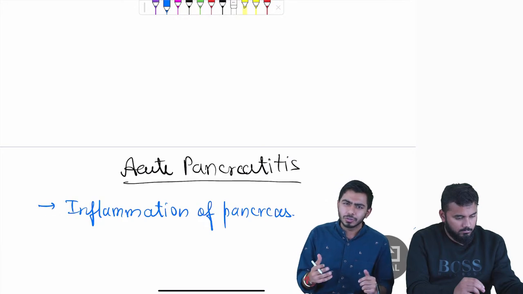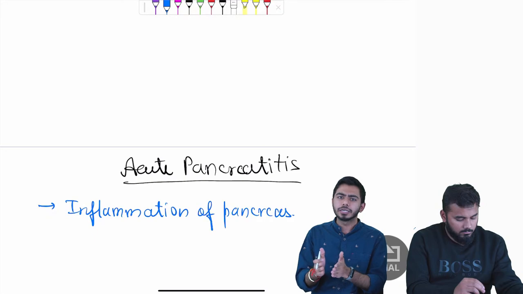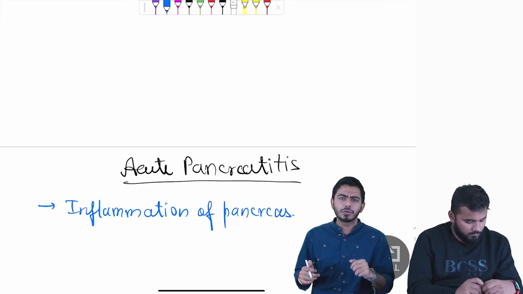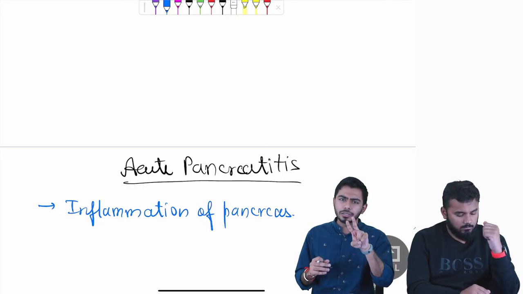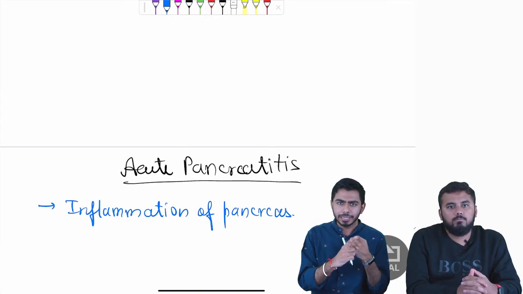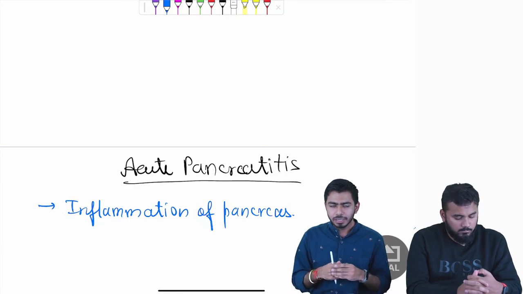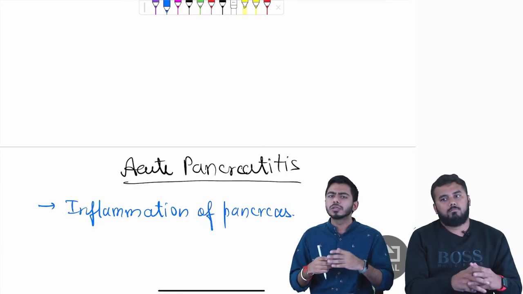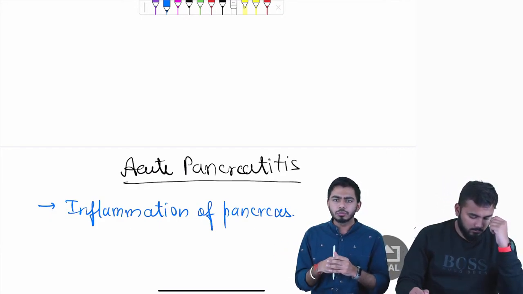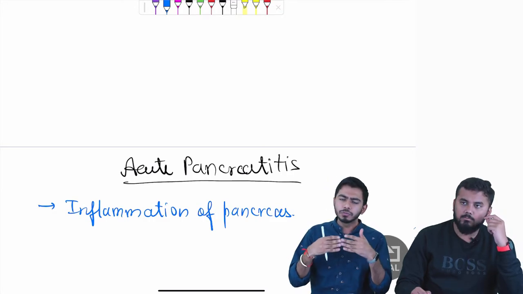confusing among the students. Why is it so? If you look at the causes of pancreatitis, there are many, a long list, but two are the most common causes. One is gallstones, which we call gallstone induced pancreatitis. The second one is alcohol consumption, which is very common among the population. So two are the most common reasons.